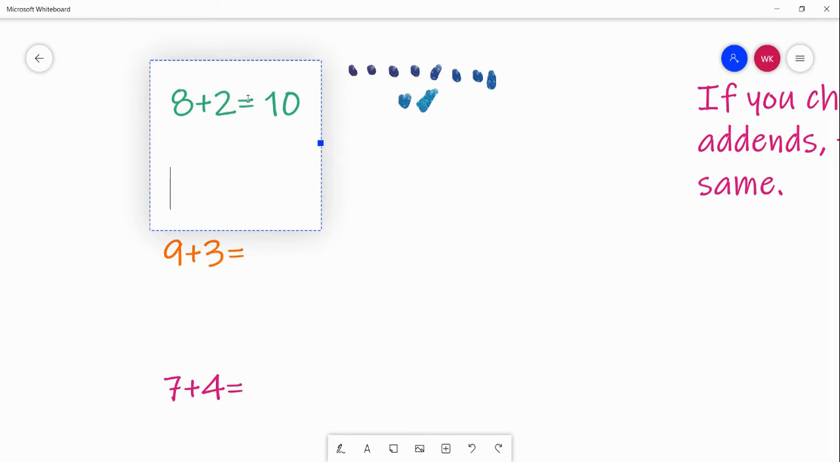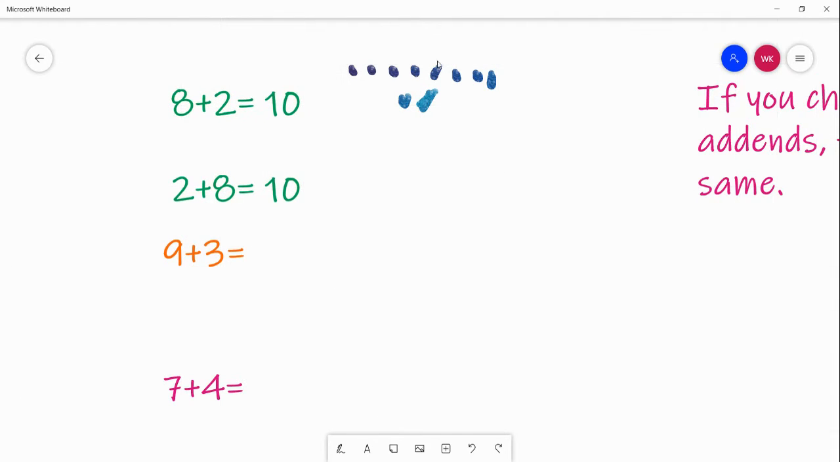So let's change our equation around. If we have 8 plus 2 equals 10, what is our other equation? So you're just changing the add-ins around. It would be 2 plus 8 equals 10, because if we drew that out again below, it would be 2 dots right here. We draw out 2 dots, and then we draw 8 more dots. And 2 plus 8 equals 10, and 8 plus 2 equals 10. Remember, if the add-ins are the same and you just switch them around, the value will always be the same.